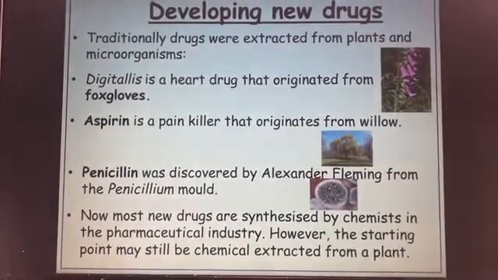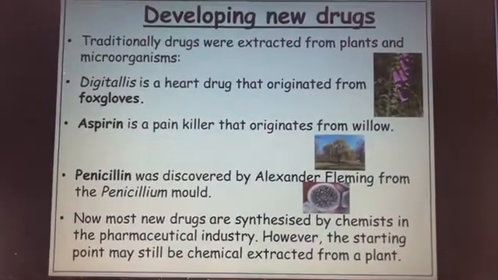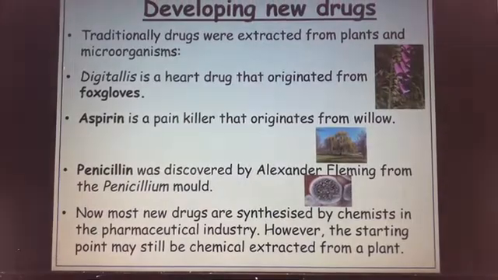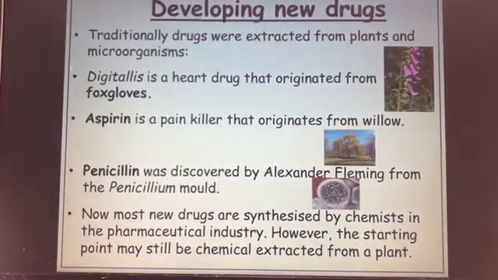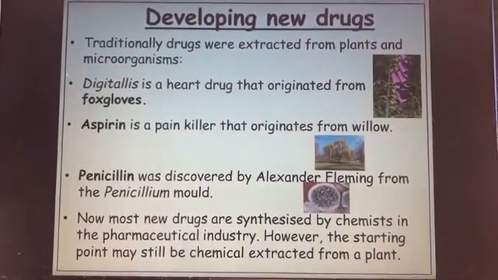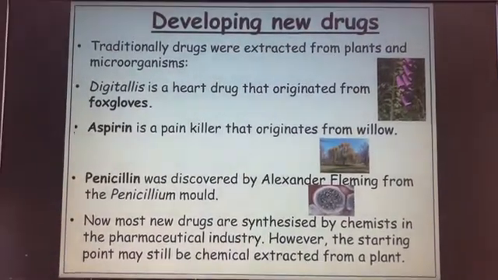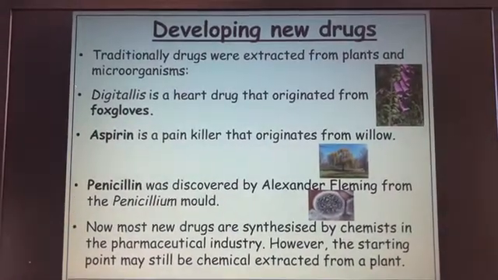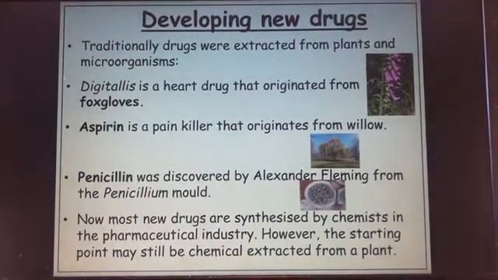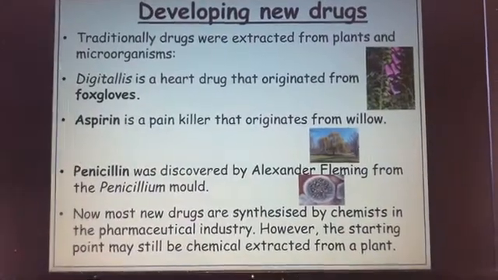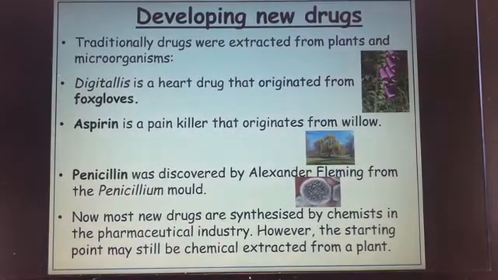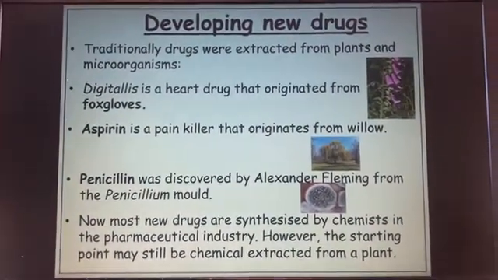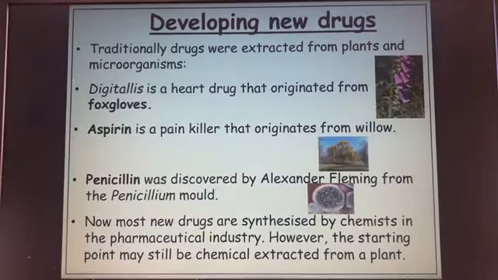So traditionally, drugs were extracted from mainly plants or microorganisms. So digitalis is a heart drug that actually originated from foxgloves. Aspirin is a painkiller that originated from the willow tree. Penicillin was discovered by Alexander Fleming from the penicillium mold. So most of the time now, new drugs are synthesised by chemists in the pharmaceutical industry, but a lot of the time the starting point will still be a chemical that's extracted from a plant.